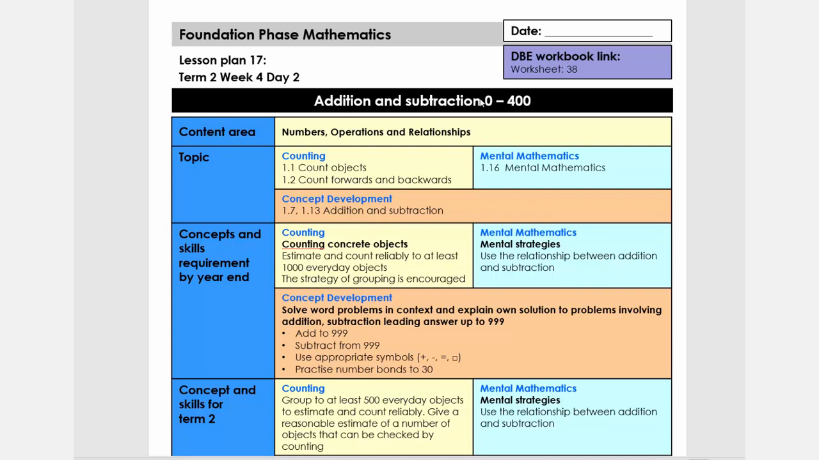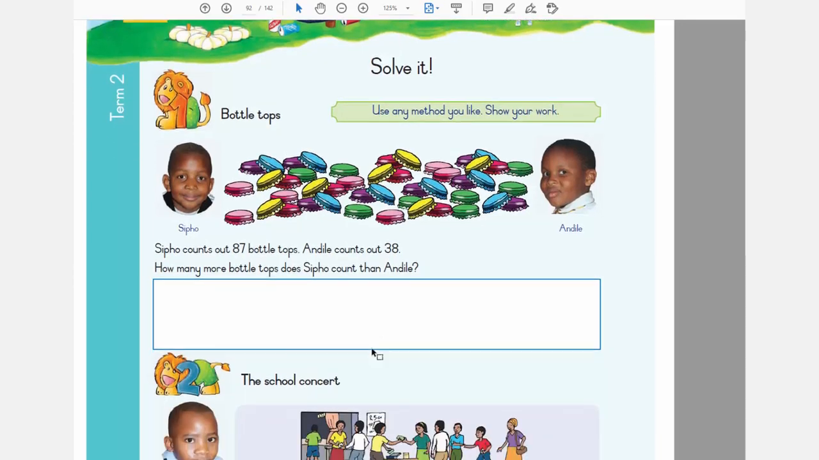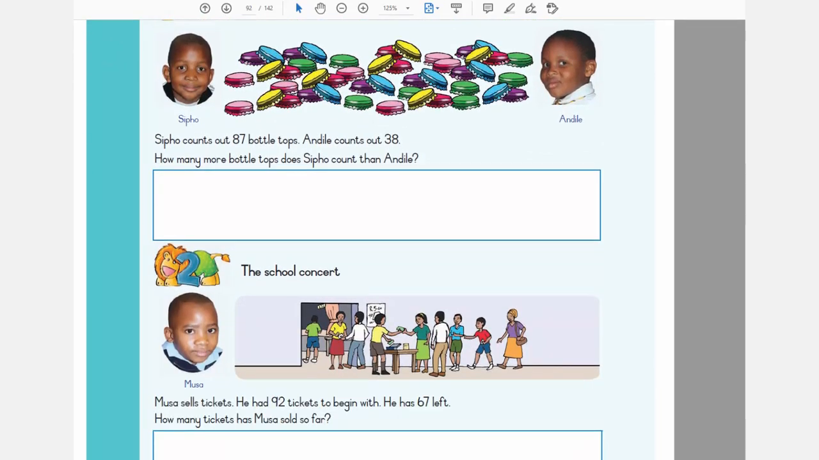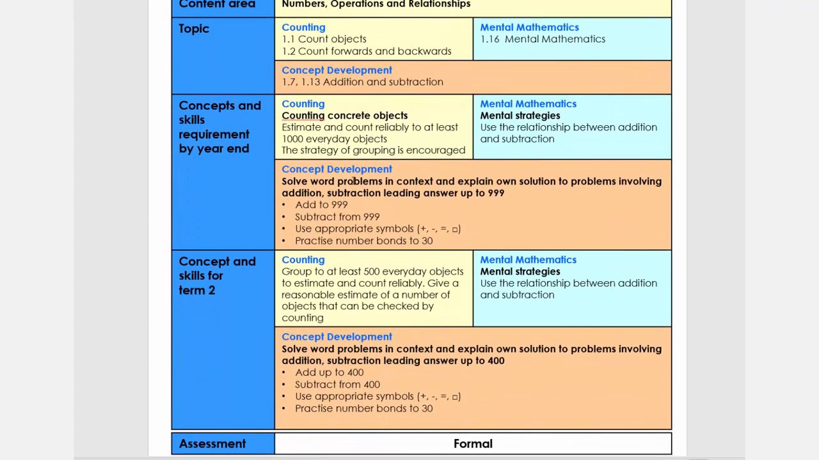The topic is addition and subtraction 0 to 400, and it links to DBE worksheet 38. I'm quickly going to show you. So this is worksheet 38. I'm going to go back to the lesson plan, and then this is the link to the CAPS. You can pause and have a look.